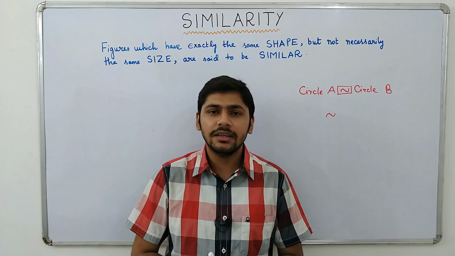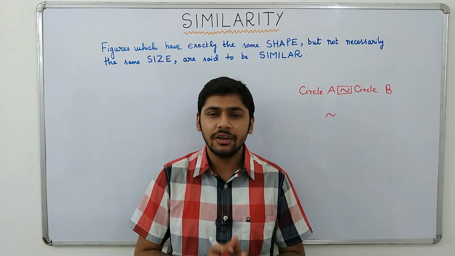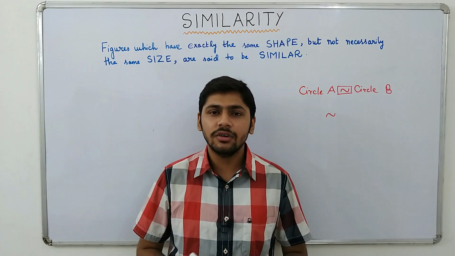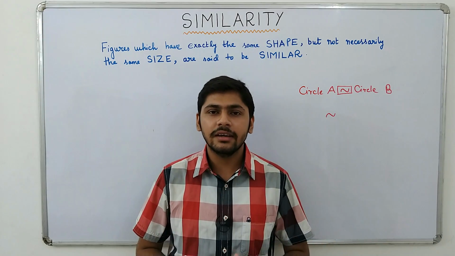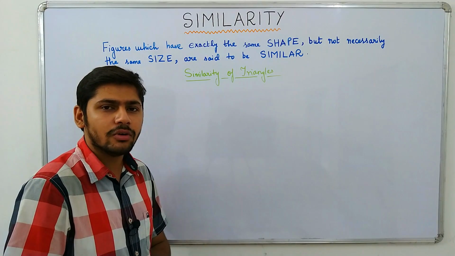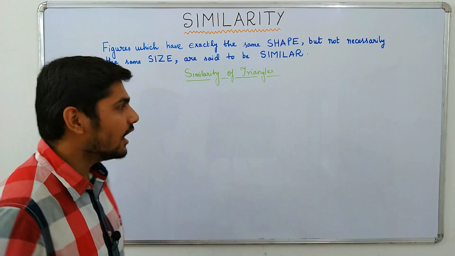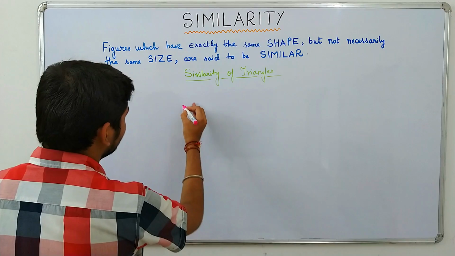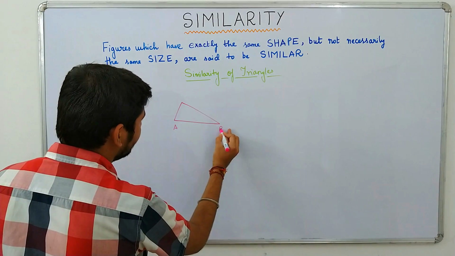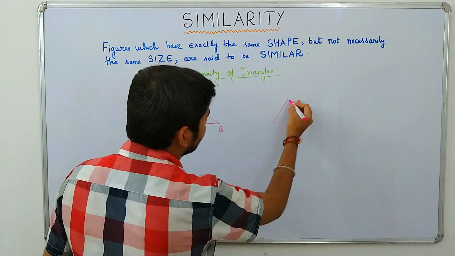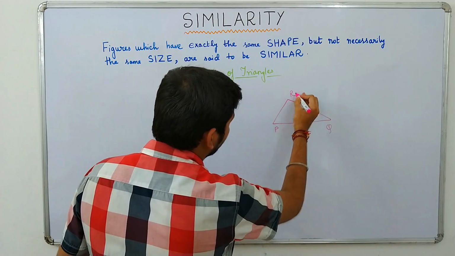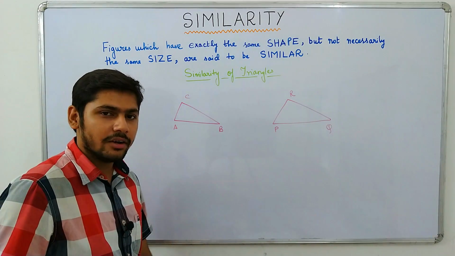Okay. In your syllabus, you will have to study the similarity of triangles. Okay. And to study about similarity of triangles, you will have to study about 3 axioms, and we will begin with the 3 axioms now. Before beginning with the axioms, let me talk about similarity of triangles. Assume that you have 2 triangles, say triangle ABC and say triangle PQR, and let both these triangles be similar to each other.